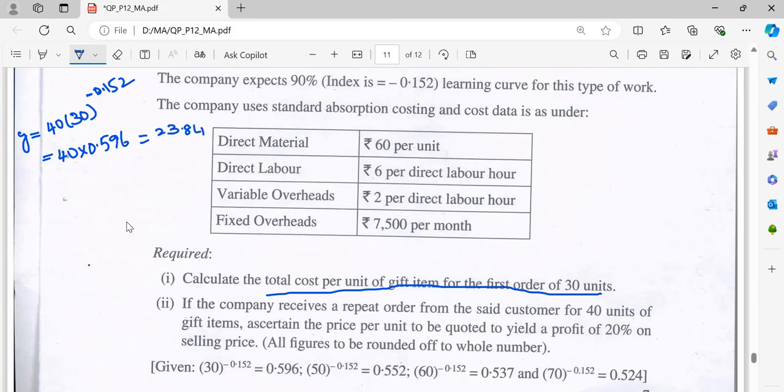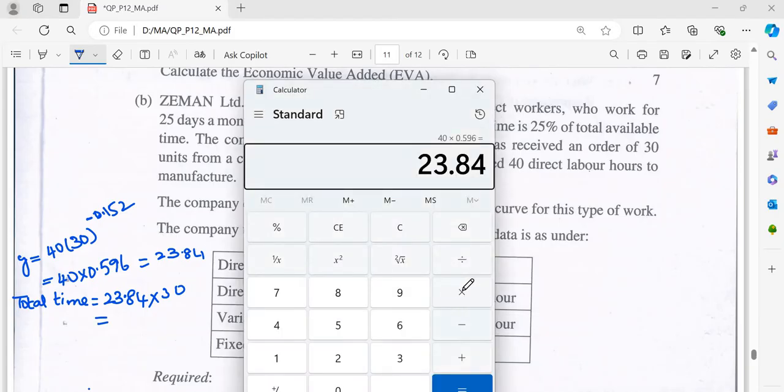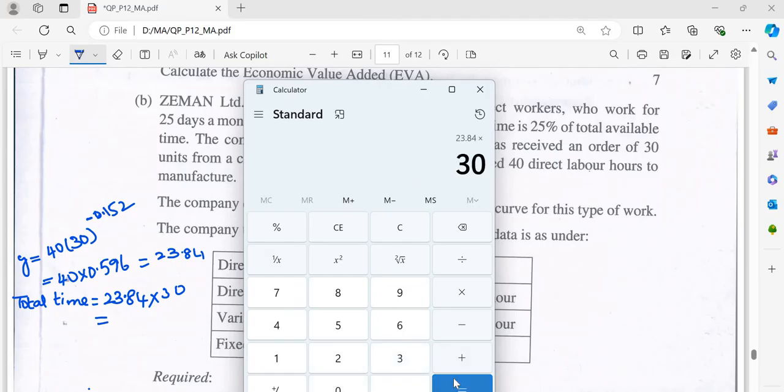Then I need to calculate the required time, right? So total time will be 23.84 into how many units we are making? 30 units. So into 30, this comes to 715.2.